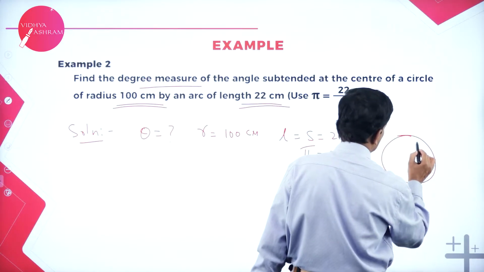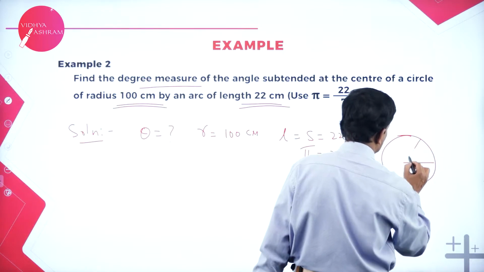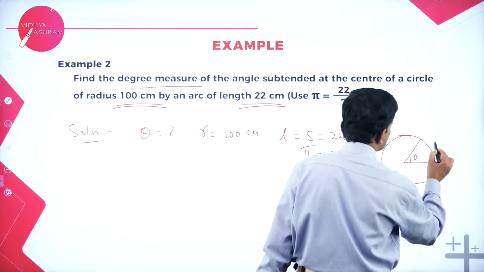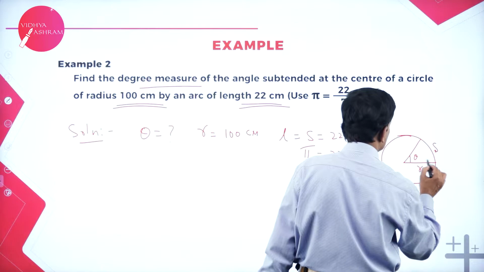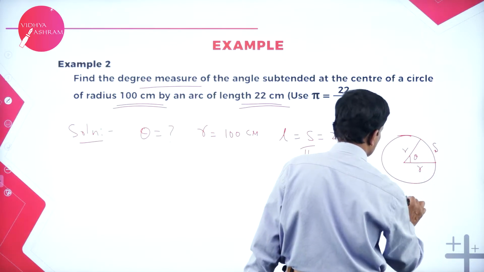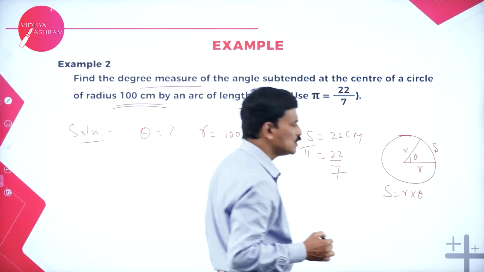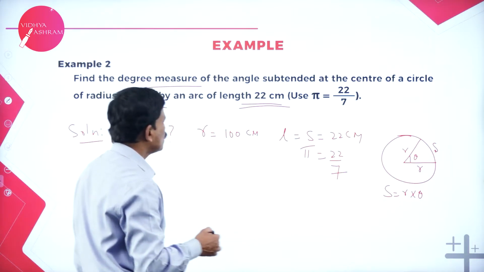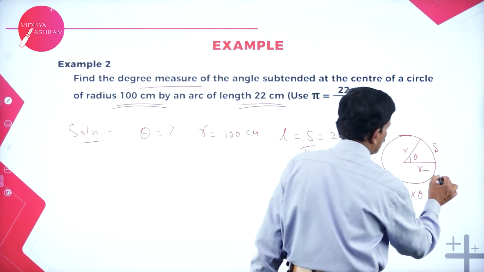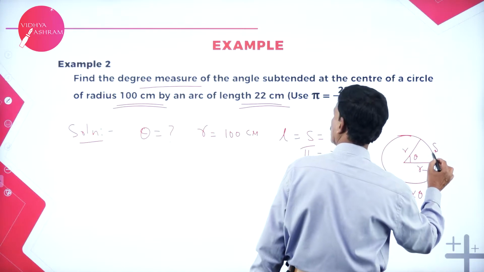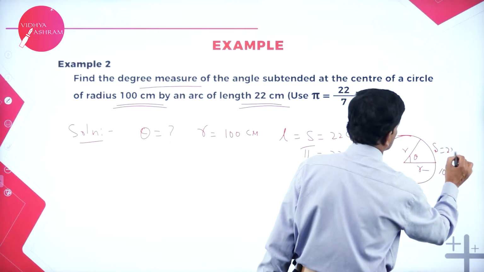See here, suppose it makes an angle like this, this is the angle theta, this is the arc length S, this is the radius R, then we know S is equal to R into theta. So what is given here? R is equal to 100, and S is also given, S is equal to 22 centimeters.